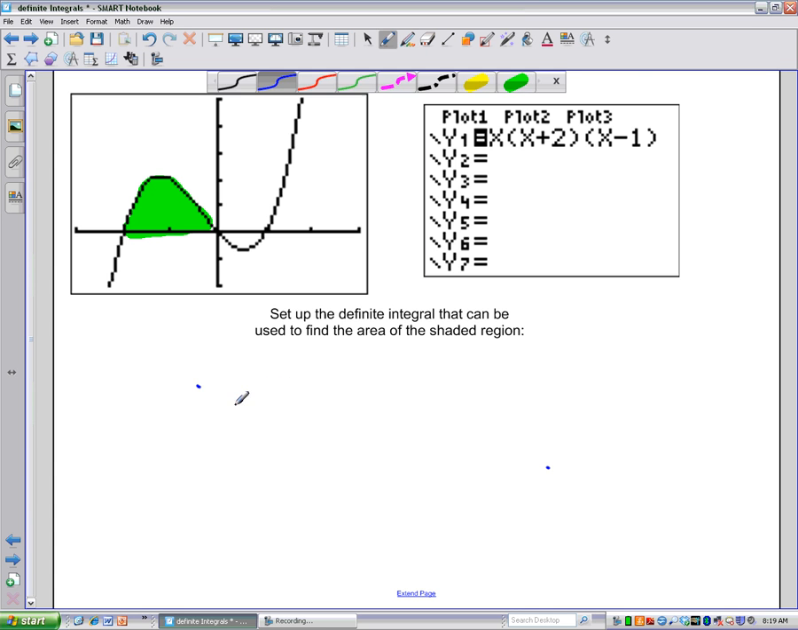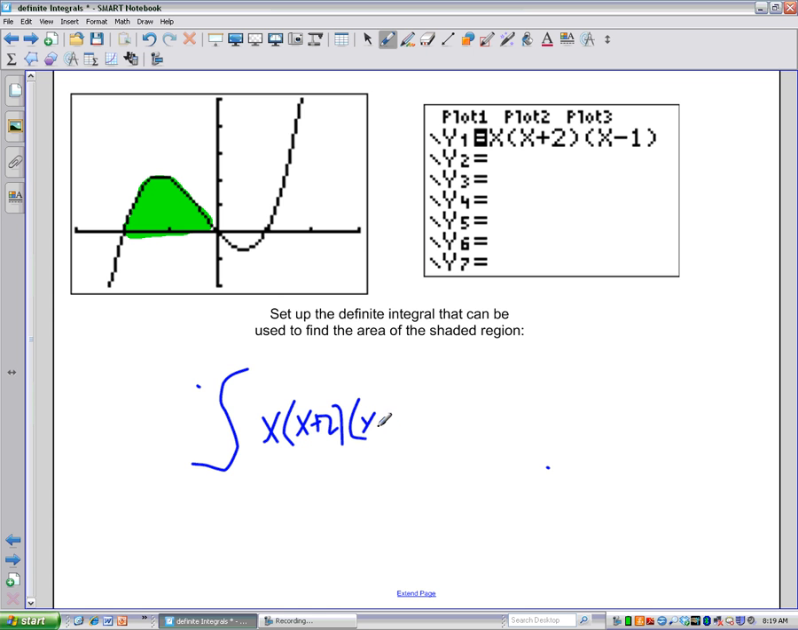All right, so to set up a definite integral that can be used to find the area of the shaded region, there's my definite integral sign. There's my function, and I'll just write it all out: x times x plus 2 times x minus 1, dx. dx is just the operator. It just tells you that we're integrating the x variable. The combination of this sign and that sign is sort of like a multiplication symbol or division symbol or any other operation, a square root sign. This is just saying we're integrating with respect to x. And it goes away once we actually get to the place where we have an answer.